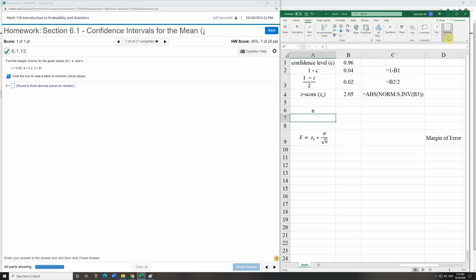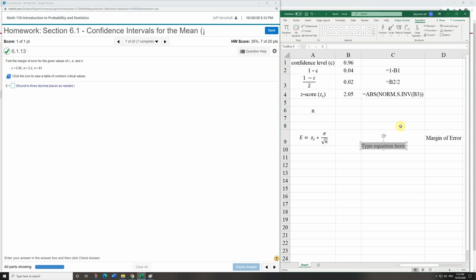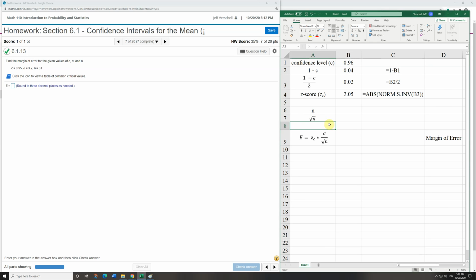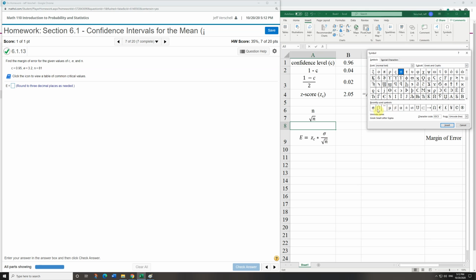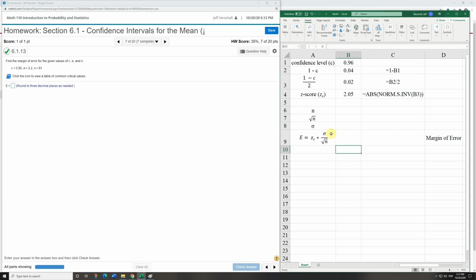So I'm going to insert an equation. I want it to be the square root of n. And now I'm just going to move it up to here. So there's my square root of n. And then I also need sigma. So I'm going to insert a symbol in this case. I don't need the whole equation. And there's the symbol right there. And then close.